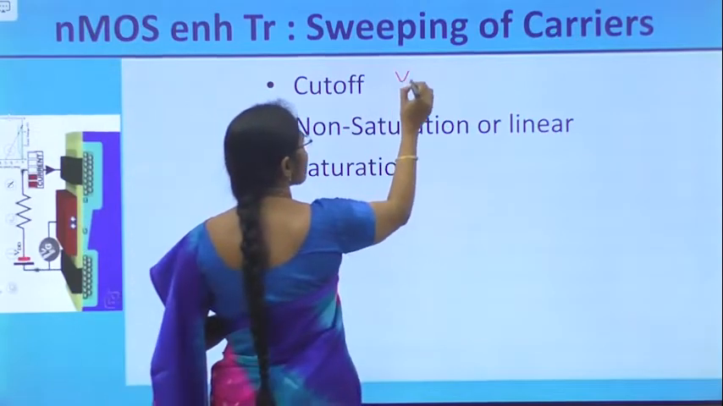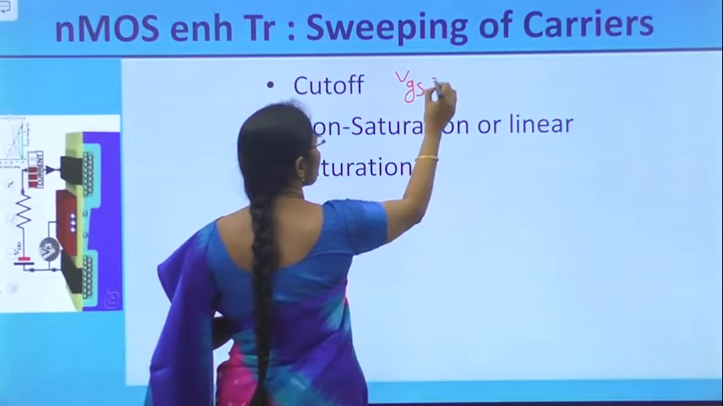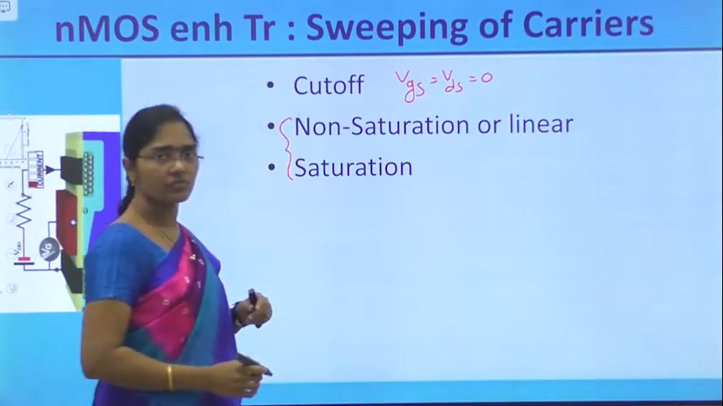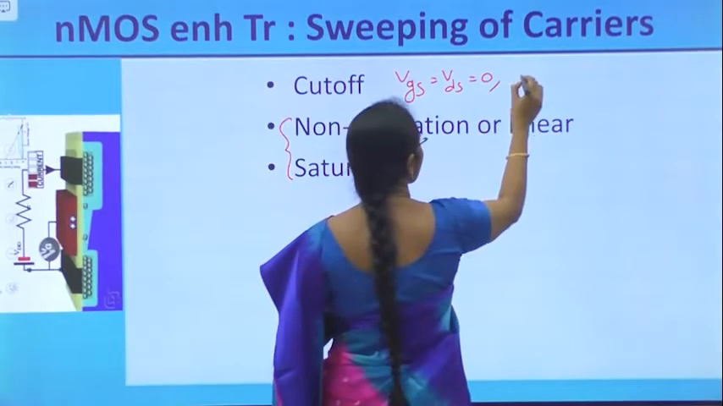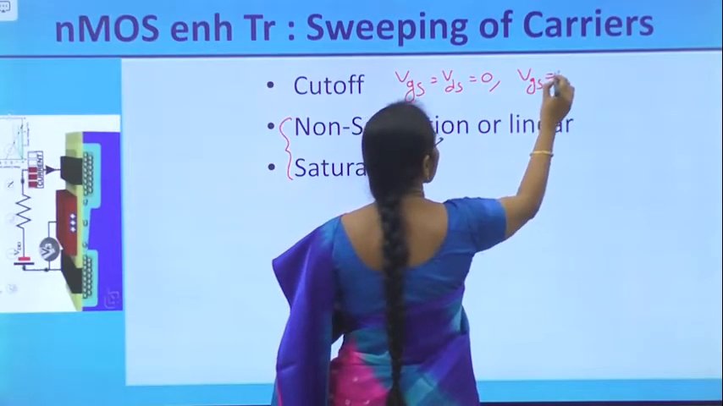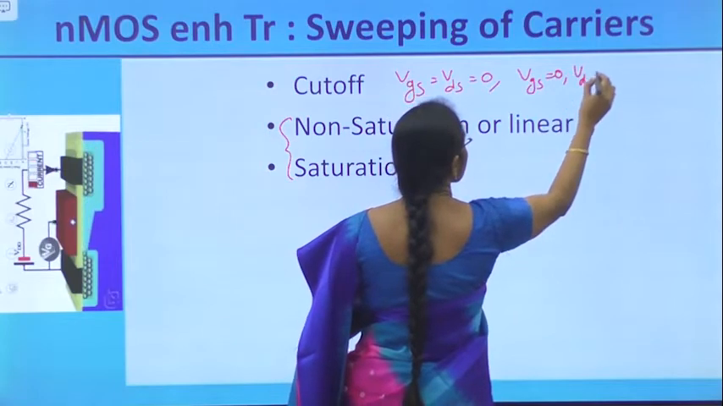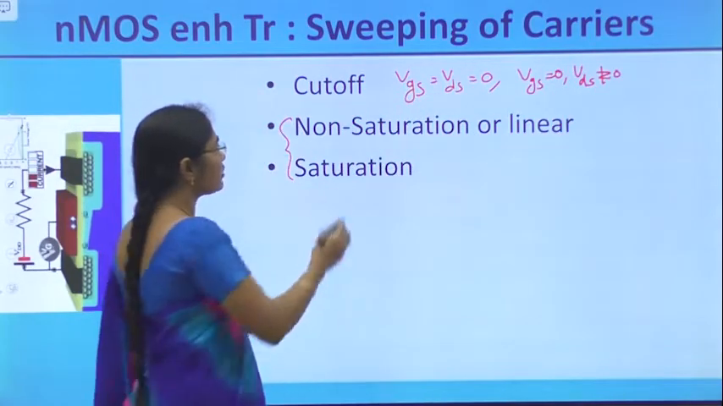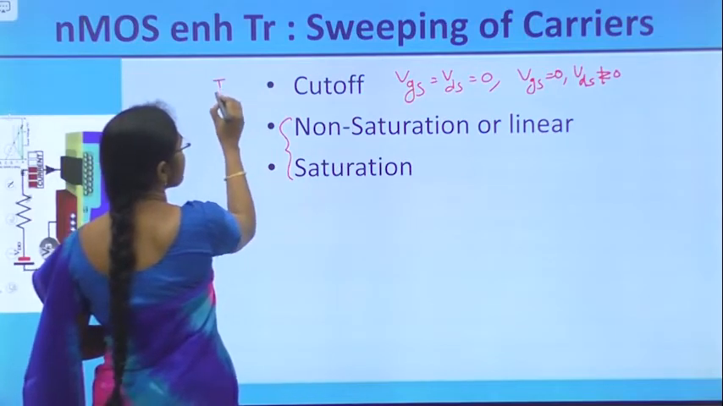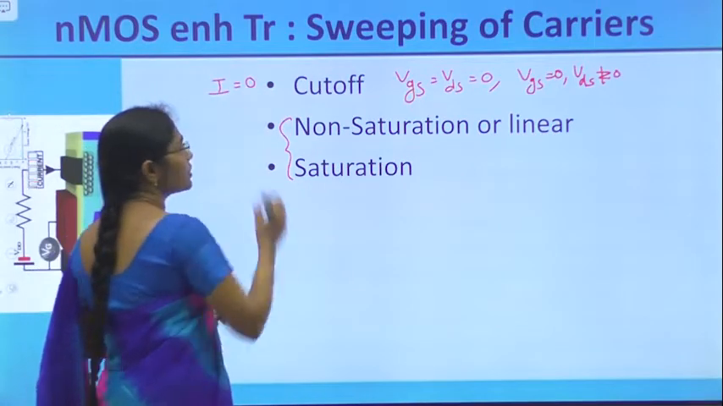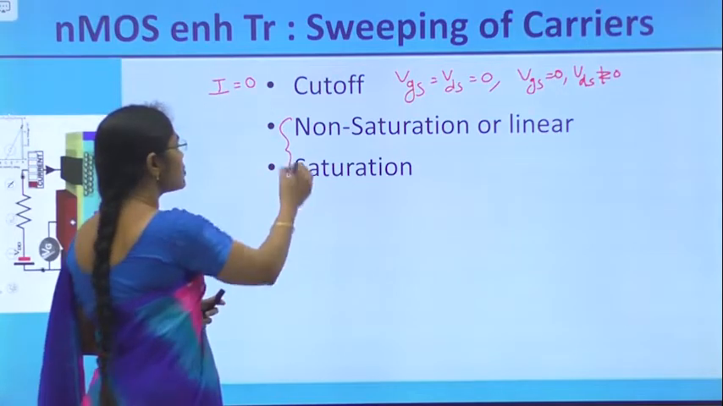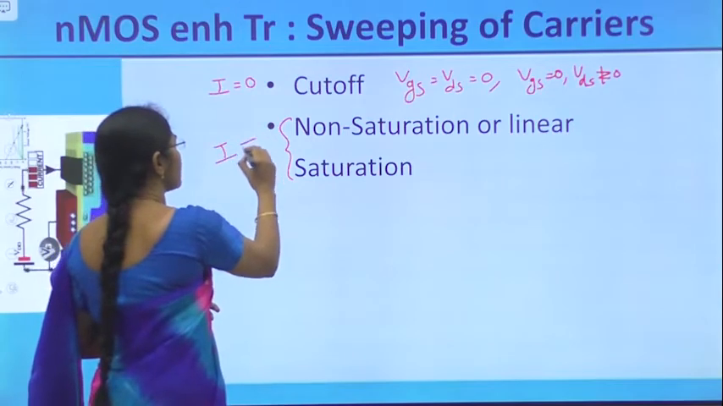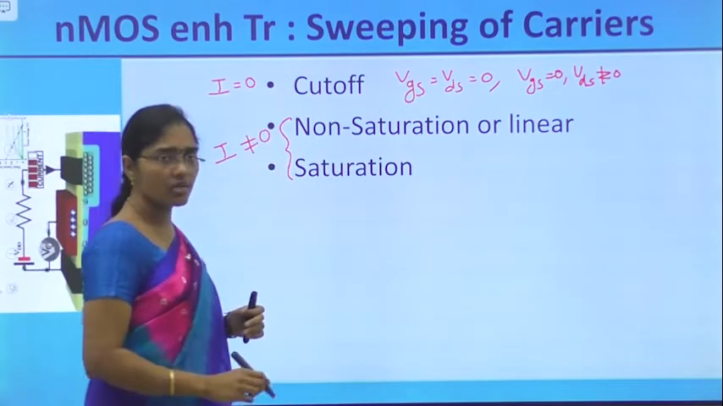Cutoff means VGS and VDS are both zero, or VGS is equal to 0 and VDS may not be equal to 0, and then also the current is 0. That means the cutoff region is nothing but a region where the current is equal to 0. And these other two are the regions where the carriers are moving, so the current is not equal to 0.